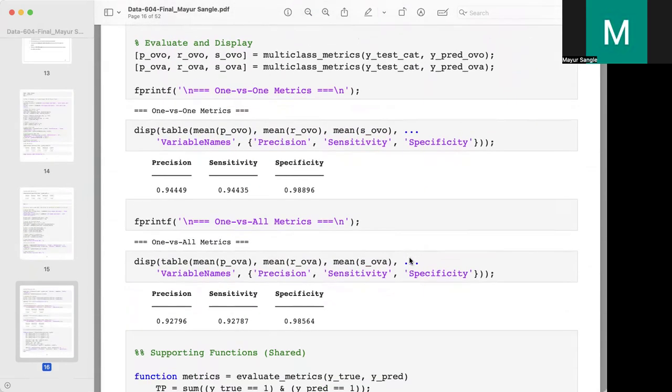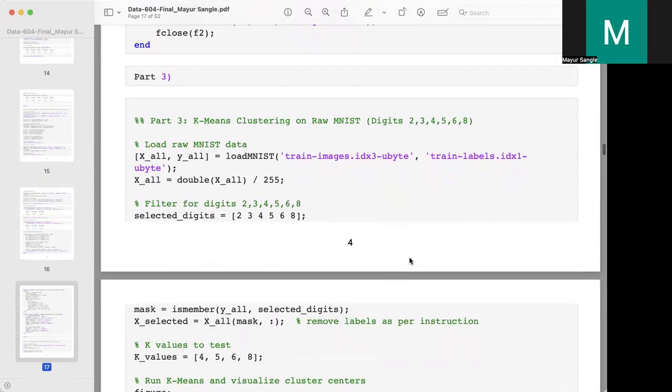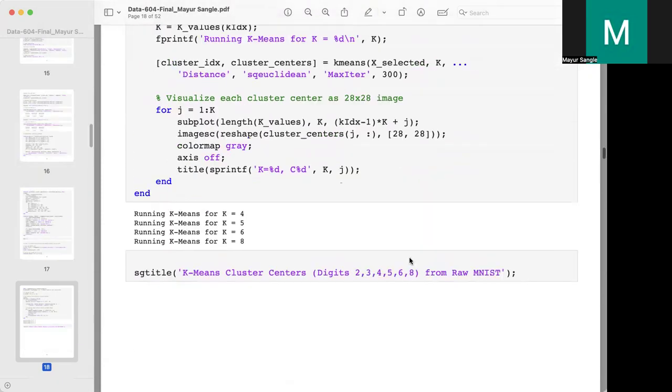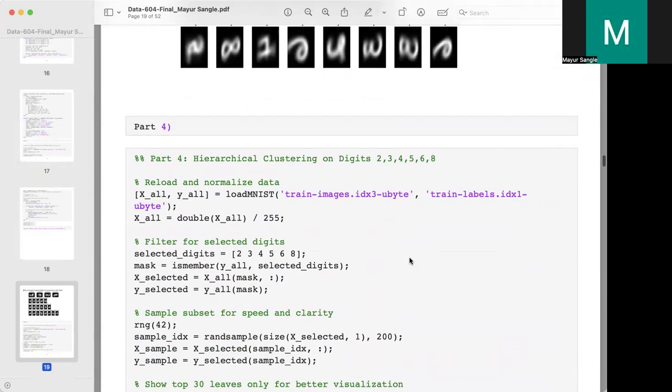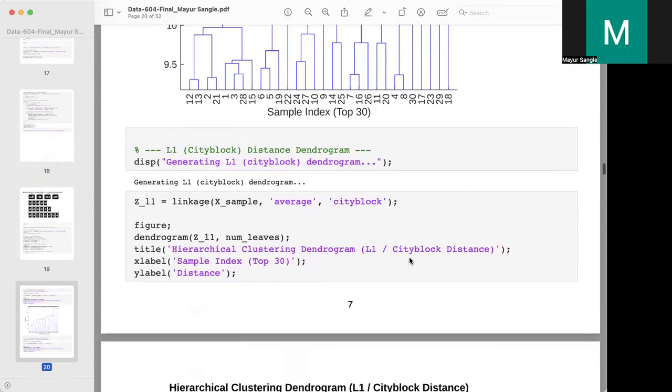I applied k-means clustering to group digits without labels and found that when the number of clusters matched the number of digits, the results were more meaningful and clear. Lastly, I used hierarchical clustering with both Euclidean and L1 distances. The L1 distances grouped similar digits more tightly, offering better visual representation.